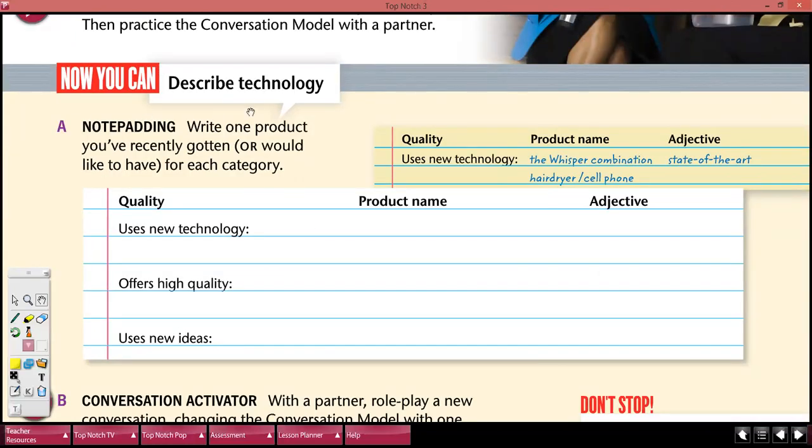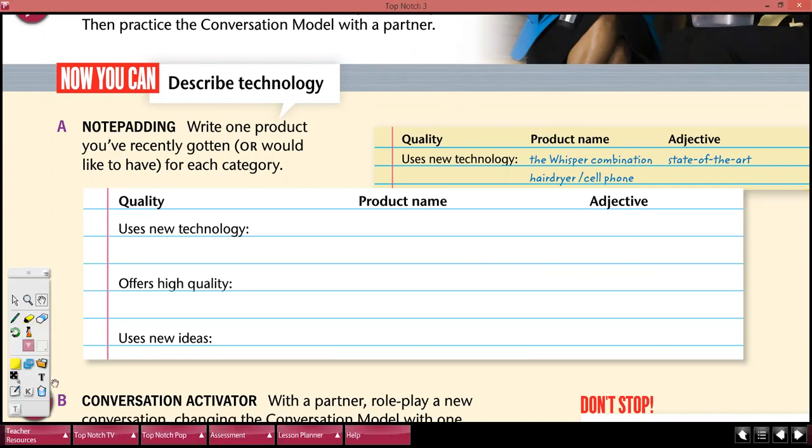And finally, guys, describe, and now in the notepad, write one product you have recently gotten or something you don't have but you would like to for each category. Remember the categories we have: uses new technology, offers high quality, and offers new ideas. You have to put the product name and an adjective to describe it.